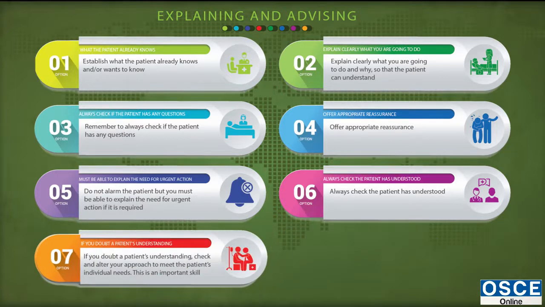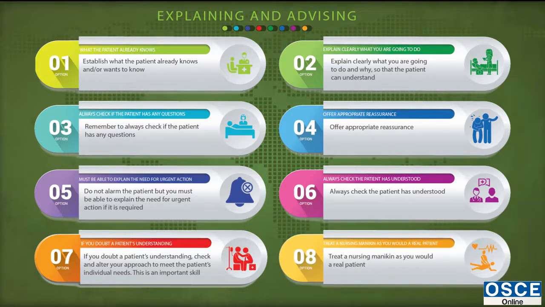Do not routinely oversimplify names for parts of the body. It is reasonable to expect that most people will know common body names such as bladder, ovary, womb, and vein. If you doubt a patient's understanding, check and alter your approach to meet the patient's individual needs. This is an important skill. Treat a nursing mannequin as you would a real patient.